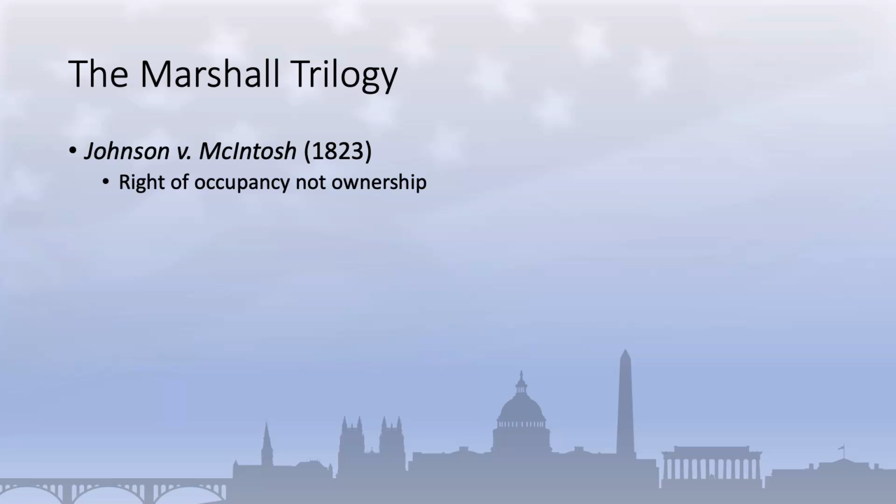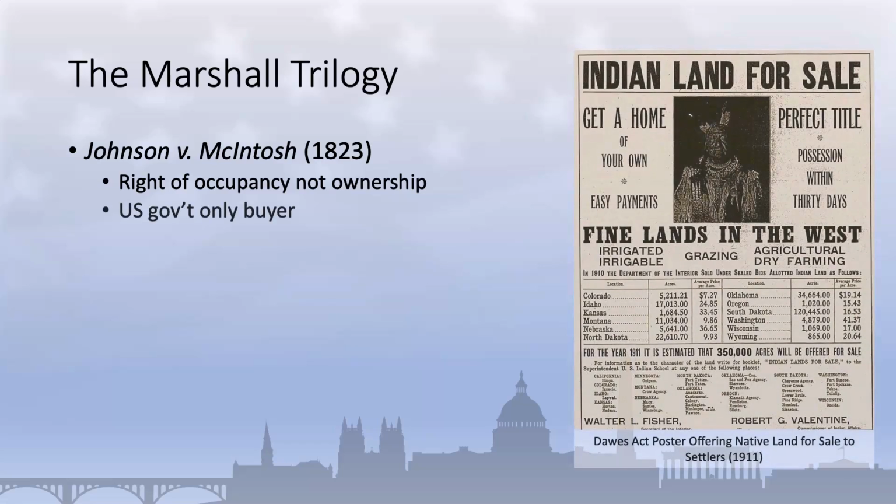In other words, only the federal government had the power to acquire and dispose of Native American lands, either through treaties or through conquest. Second, Marshall held that only the federal government had the authority to negotiate with Native American tribes for the sale or cession of their lands. Private individuals could not purchase land directly from Native American tribes because such transactions were not recognized by federal law.